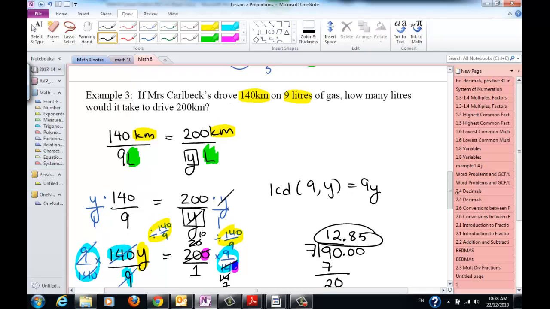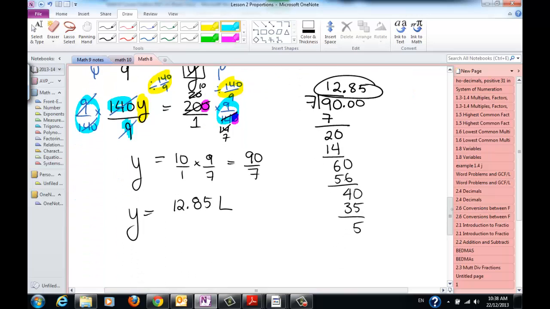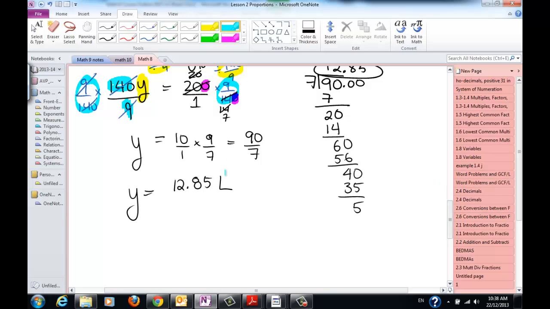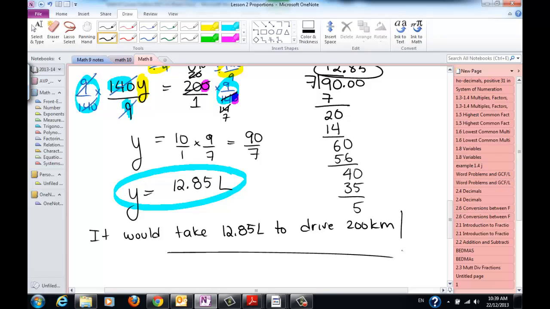If you forget, go back up to the question. What am I looking for? How many liters? And notice that even here, I said y liters, okay? So my y is 12.85 liters. And whenever we have a word problem, we want to finish it with a sentence. So I would say it would take 12.85 liters to drive 200 kilometers. And that would be my answer.